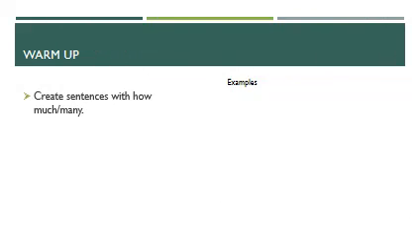So, to start with, let's revise some of the things that we mentioned in the previous class. Create some sentences with how much and how many. Here are some examples. We mentioned that how much and how many are used in question forms. The first example is: how much butter is in the fridge? How much is for uncountable nouns, butter is an uncountable noun. And how many strawberries are there in the box? How many is used for countable nouns, strawberries are countable.